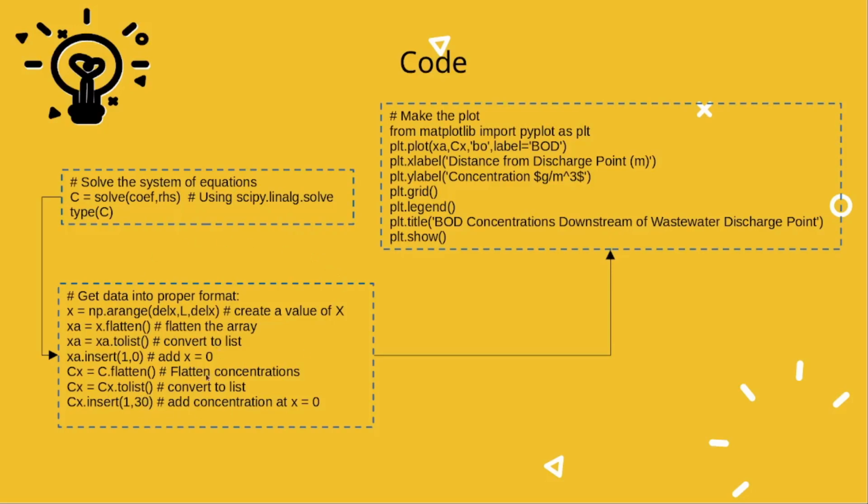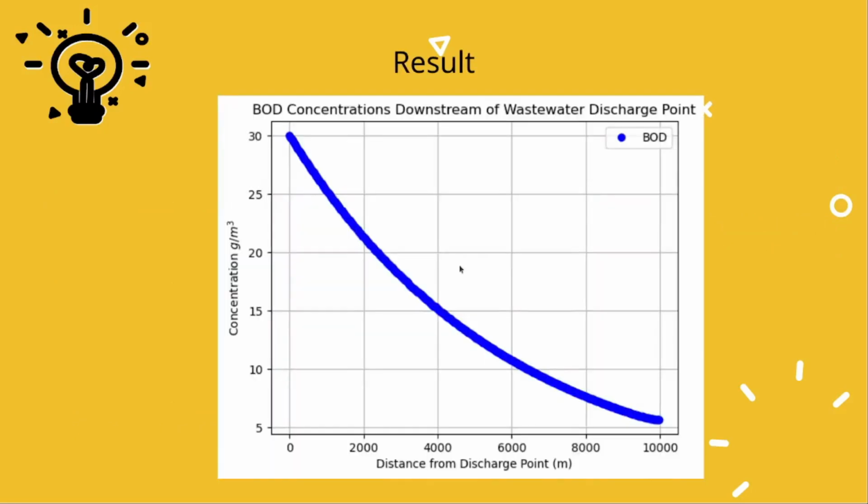Once I have all the values put in, then I call matplotlib and make my plot, plotting c versus x. And then I'm adding the labels, a grid, a legend, and a title that says BOD concentration downstream. And then finally, I'm asking to show the plot. And voila, the result looks like this.